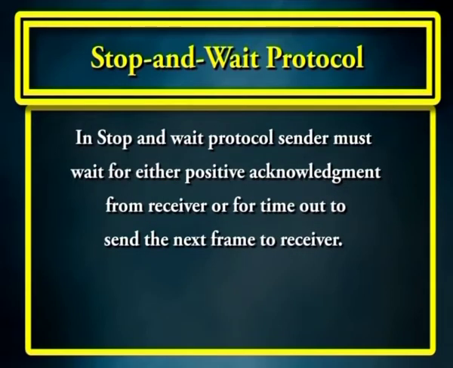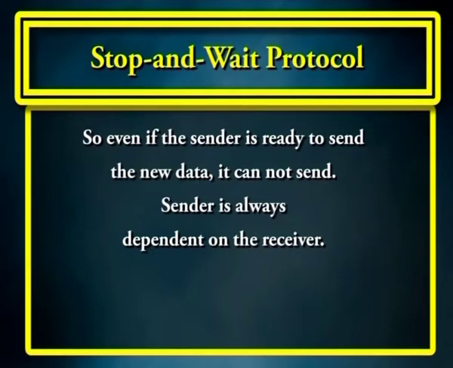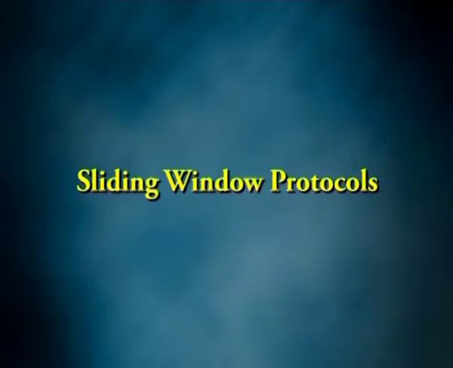In stop and wait protocol, the sender must wait for either a positive acknowledgement from the receiver or for a timeout to send the next frame to the receiver. So even if the sender is ready to send new data, it cannot send. The sender is always dependent on the receiver. To solve this problem, sliding window protocol was introduced.